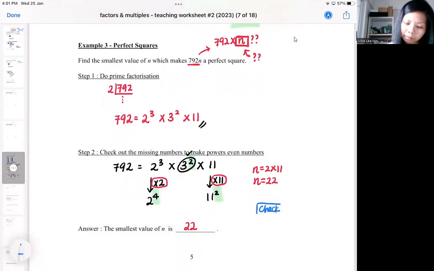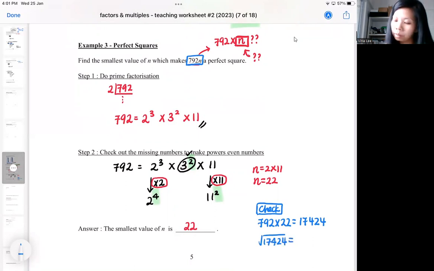how are you going to check? The question says that 792n is a perfect square. So let's check. 792 times 22, I'm going to try punching the calculator. I will get 17424, and it is supposed to be a perfect square. So let's try punching the square root. I get a whole number.